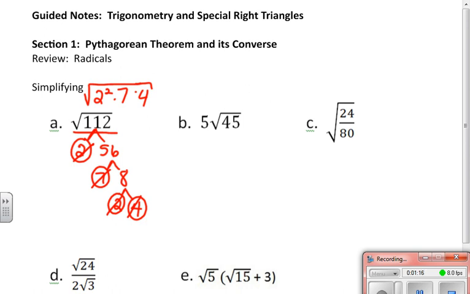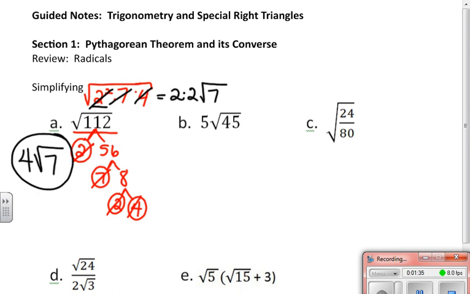Then I go through and I say, what's the square root of 2 squared? That's 2. Can I take the square root of 7? No, so that stays under. The square root of 4 is 2, that comes out front being multiplied, and so this answer is 4 square roots of 7. That is the exact answer, completely simplified. That's the sort of work you need to do when you're handling radicals with trig.